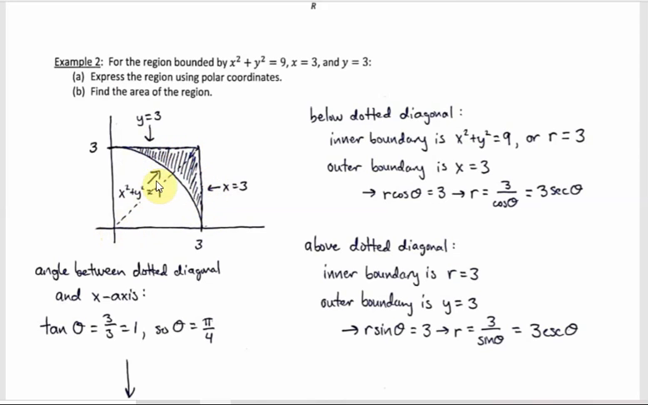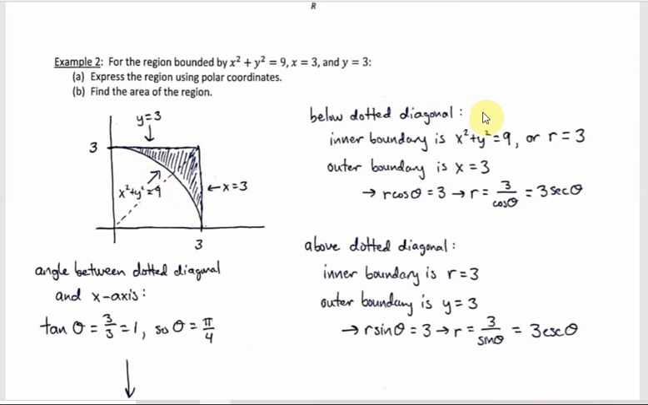So I just drew in this dotted line, and I said, okay, well, when you're down here below the dotted line, below the dotted diagonal, then the inner boundary is the circle, but the outer boundary is x equals 3. And then when you're up here above the dotted line, then the inner boundary is still the circle again, but then the outer boundary is y equals 3. So we're going to have to kind of go through these piece by piece.